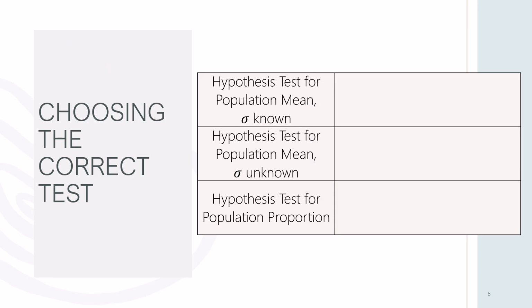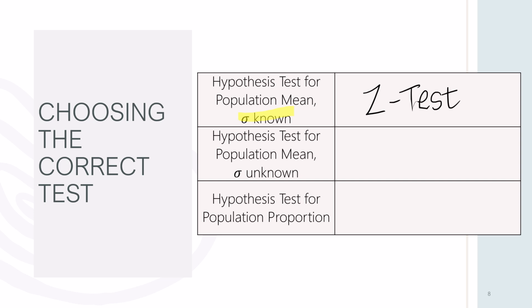All right, so how do we know which test to use? If you are doing a hypothesis test for a mean and your population standard deviation is known, we talked about this back when we were talking about confidence intervals, but this is a pretty rare scenario, but it does happen. If you are in this situation, you would do something called a z-test. So if you were doing a hypothesis test for a mean and your population standard deviation was known, you would do a z-test.